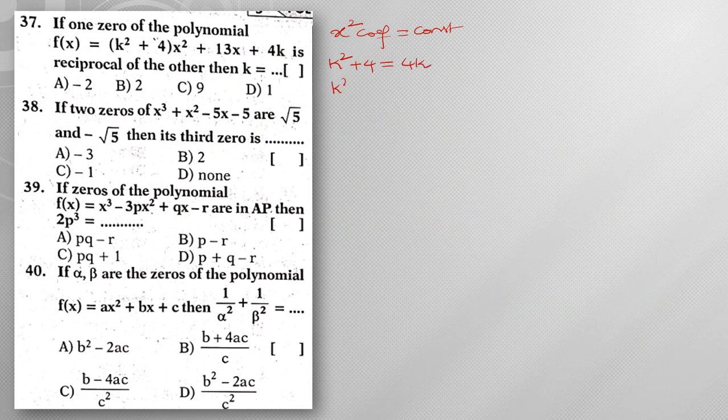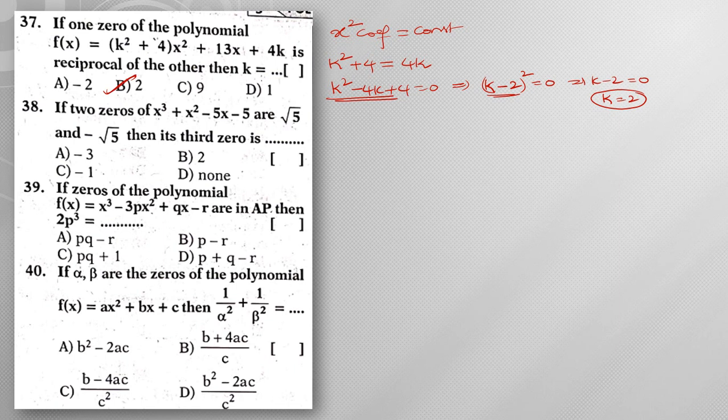So from this we can write k square minus 4k plus 4 is equal to 0, which means we can write (k minus 2) whole square is equal to 0. If you expand, you are going to get this, right? So from this we can say that k minus 2 is equal to 0, so k is equal to 2. Hence the answer is k is equal to 2.